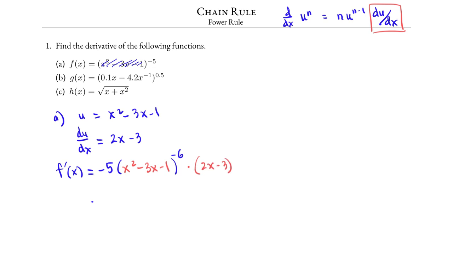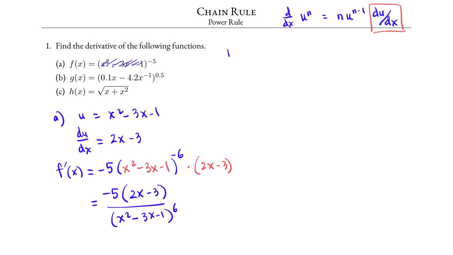If we were to simplify this, we would write -5 times 2x minus 3 over x squared minus 3x minus 1 raised to the 6th power. But there is a good chance that we will not need to rewrite it because the original function is given to us in the negative power, and so we will leave the answer in the negative power.